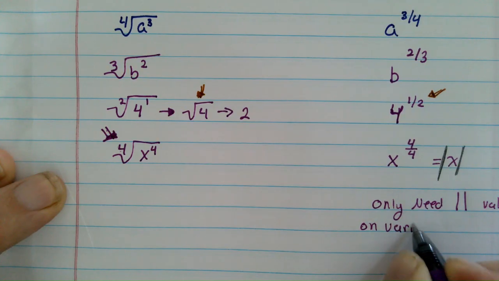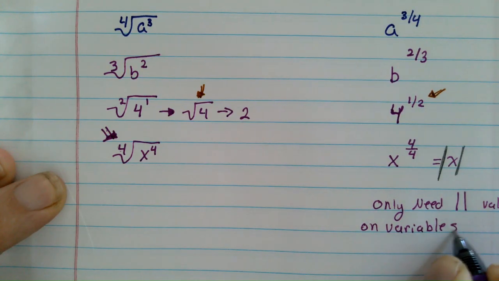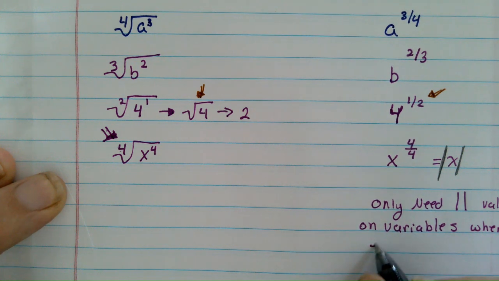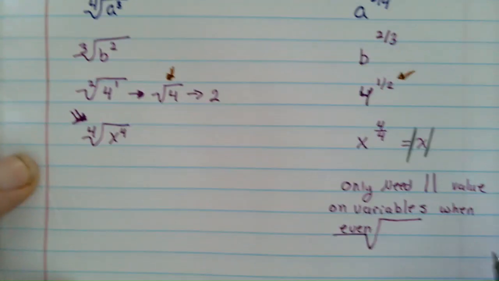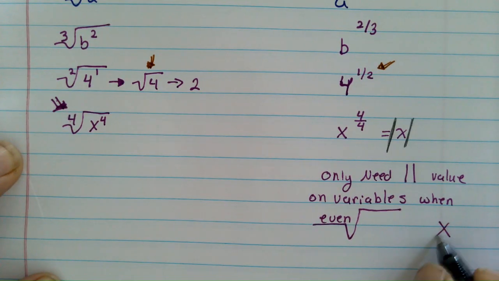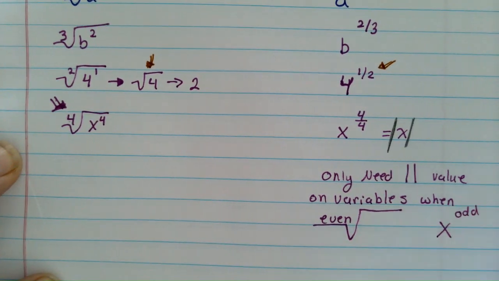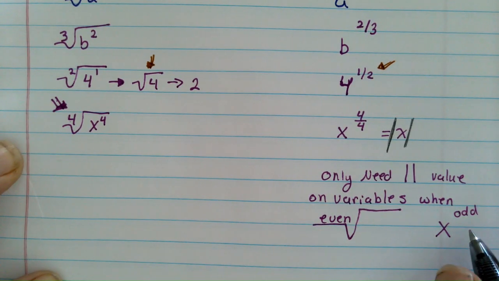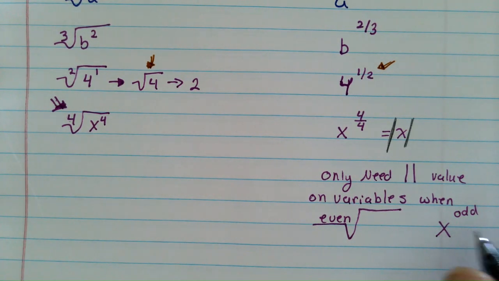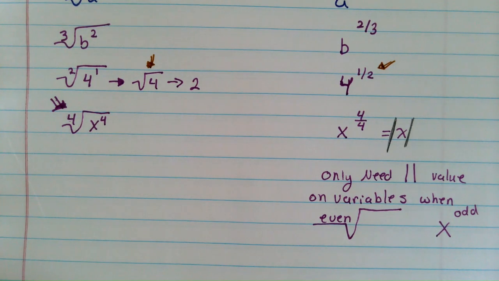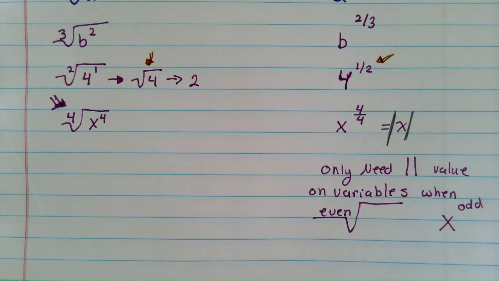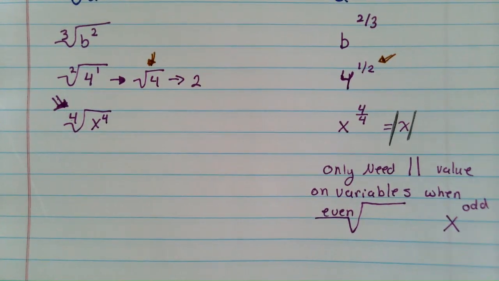Not on numbers. When you have an even number on your index and an odd power in your answer. Why not with an even power? Well, x squared is always positive, so the absolute value is redundant. X to the 3rd is not always positive, so that's why. So it's that even odd relationship, even index, odd power.